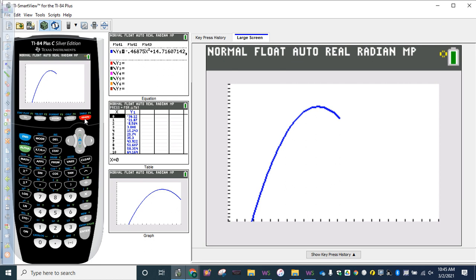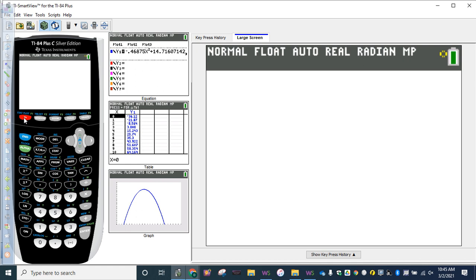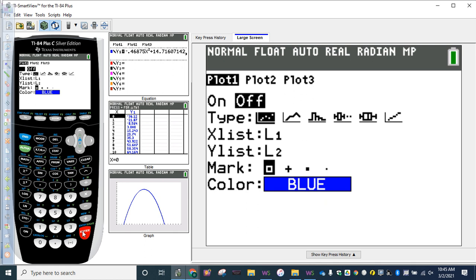So if we want to see the little dots, we got to turn on our plots. You do that by hitting the second y equals. You can see my plot 1 is off. So I'm going to hit enter to get in there. Off is highlighted. I hit enter, so on is highlighted. And then I can hit graph, and I'll see the dots and the parabola.